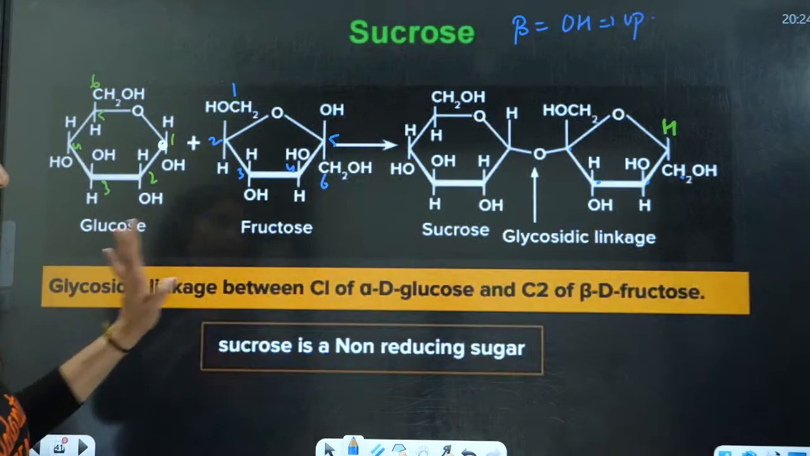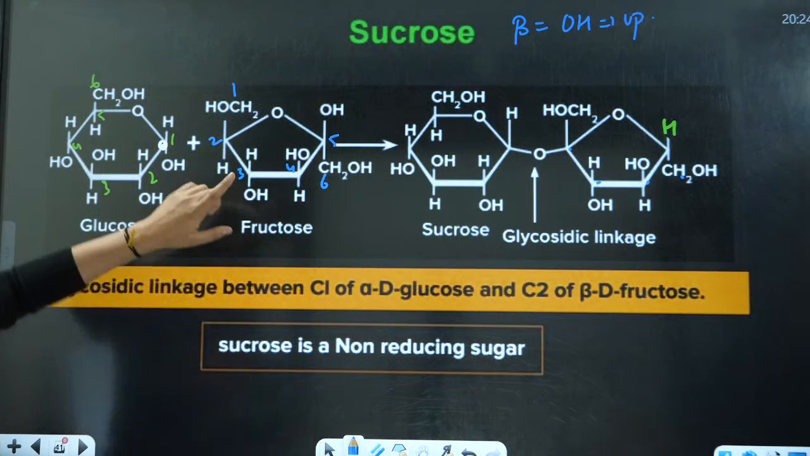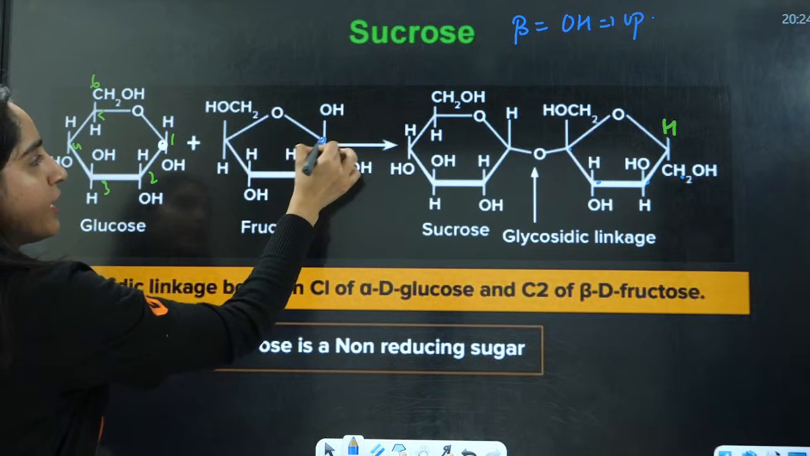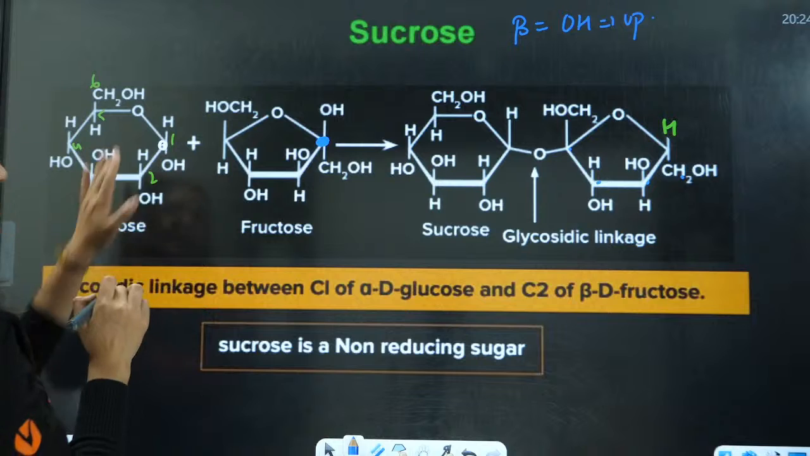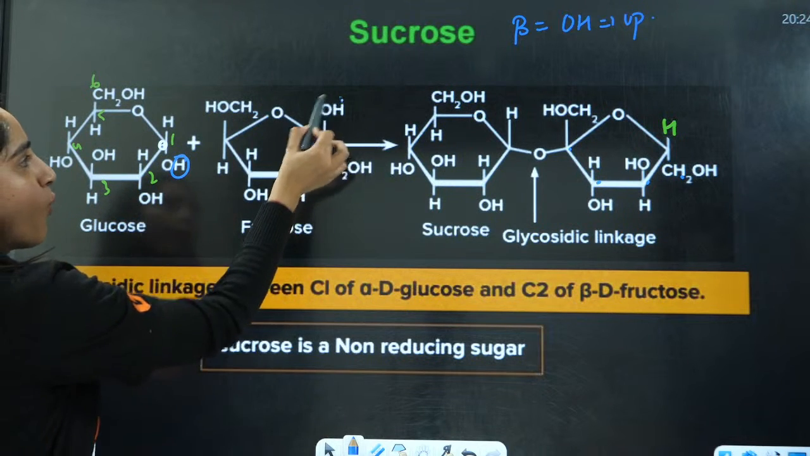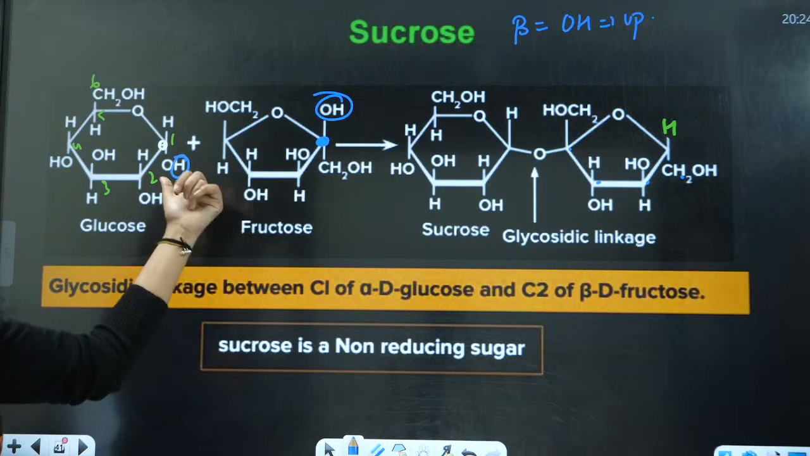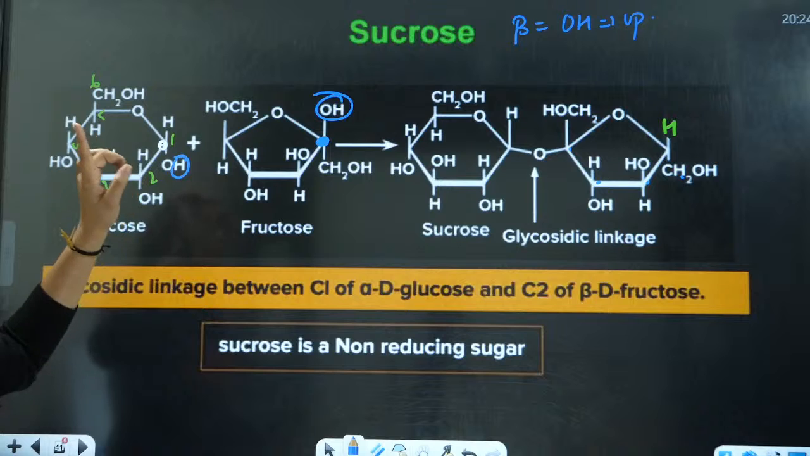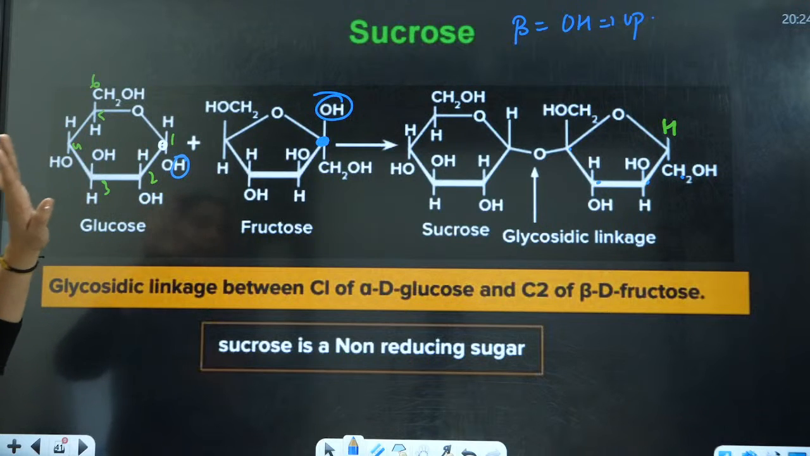Now what they have done here, everybody listen to this very carefully. Now, this is the second linkage here. This is the first linkage here. What will happen? H from here and the OH from here. They will take out the hydrogen and oxygen from this side. So there will be formation of a new bond here.